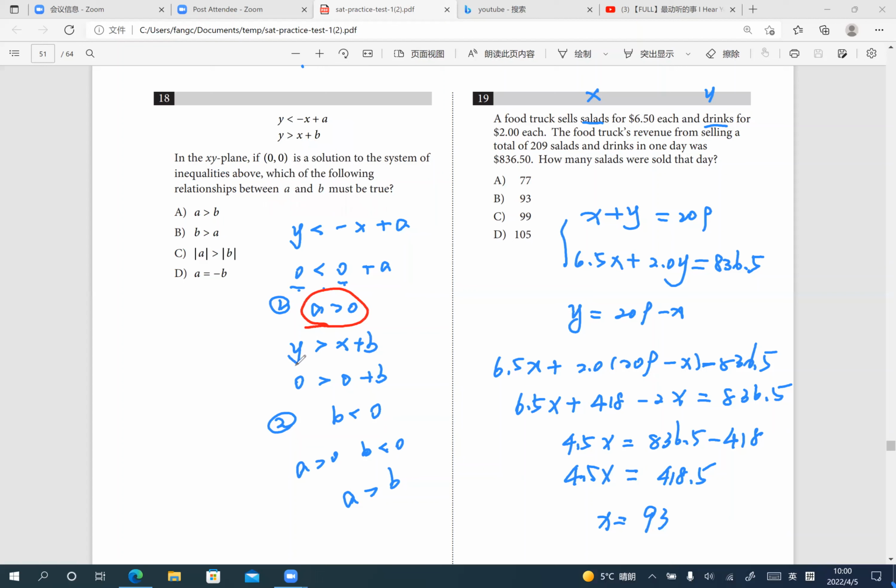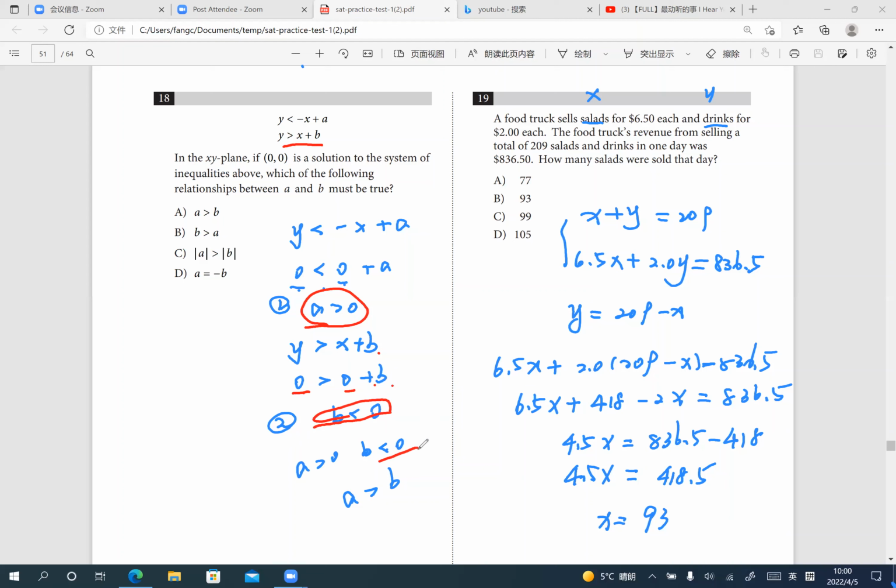Now we plug (0, 0) into the second inequality. So y is greater than x plus b. We get 0 is greater than 0 plus b. So we get the second conclusion: b is less than 0.